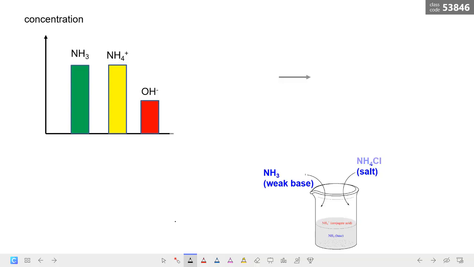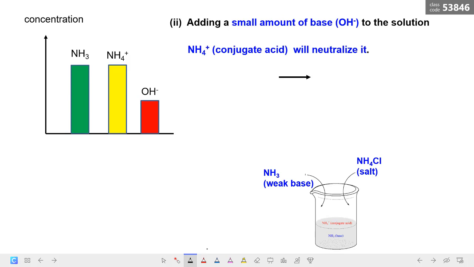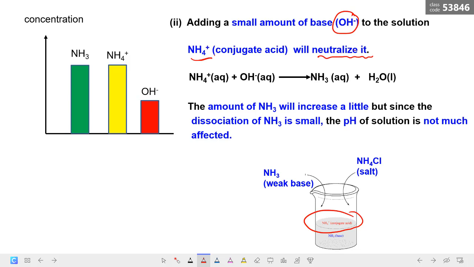Okay, kalau kita tambahkan small amount of strong base, so represented by OH minus, jadi neutralization akan berlaku. Siapa yang akan neutralize? Mestilah acidic component dalam buffer. So siapa dia? Conjugate acid itulah. So ammonium ion akan neutralize it. So this is the neutralization reaction. Nampak? Ini daripada strong base. So what happened from the neutralization reaction? Ammonia akan terhasil lagi. Dan maksudnya dalam sistem ni concentration ammonia tu akan bertambah.